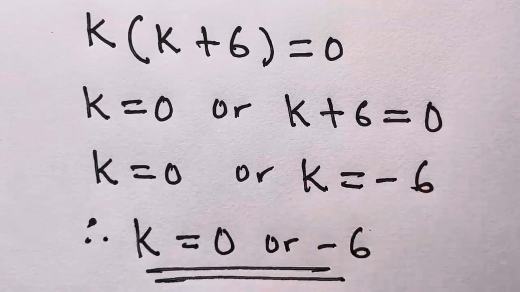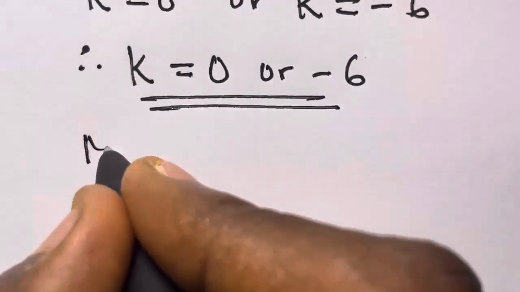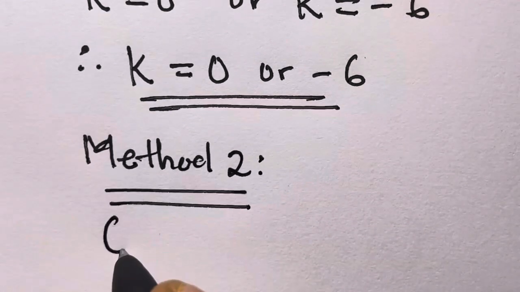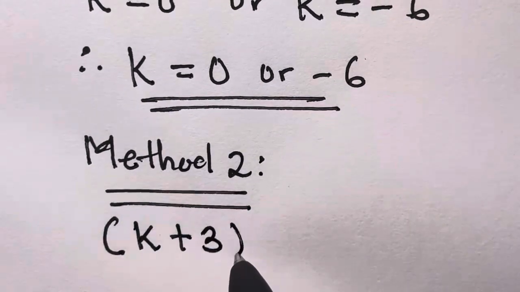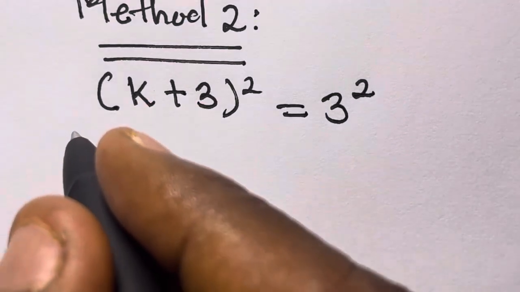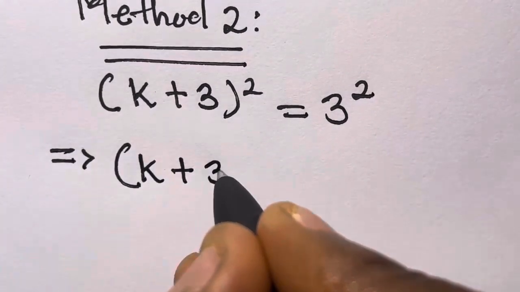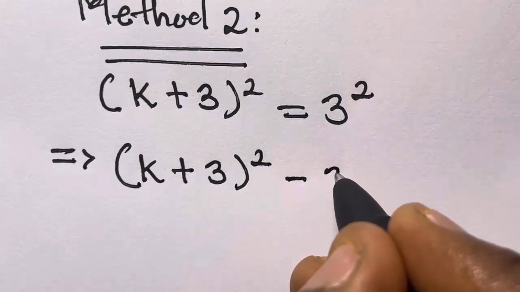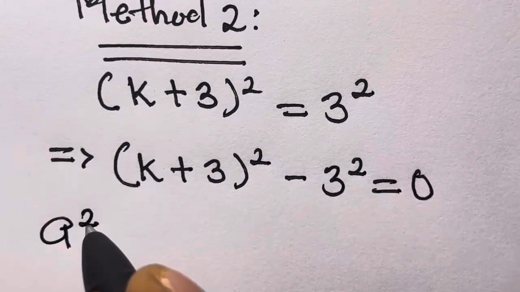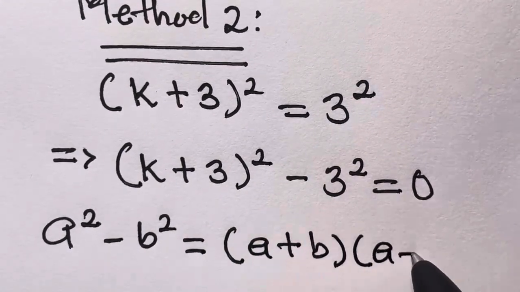So consider this our method 1. Let's try to use another method, let's say method 2. We have the given question to be (k + 3)² equals 3². So remember, we have (k + 3)². If you transfer this one to this side, we have minus 3² equals 0, right? So let's recall that if you have a² minus b², the difference of two squares, it equals (a + b) multiplied by (a − b).